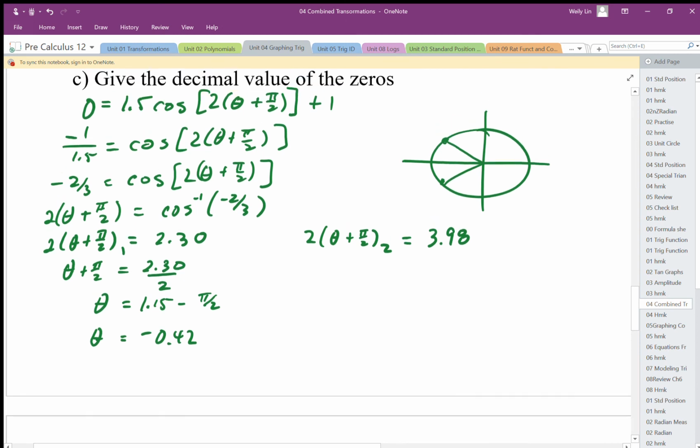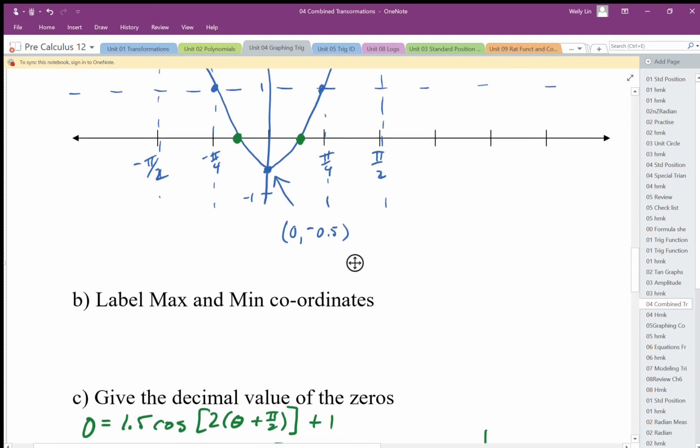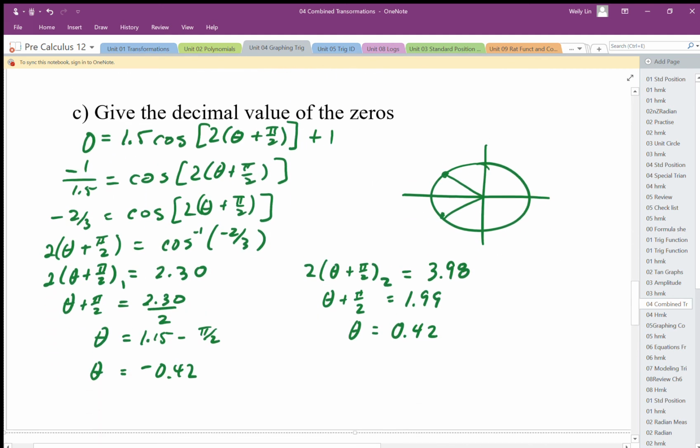Now I solve for the other one. 3.98 divided by 2, so theta plus pi over 2 is equal to approximately 1.99, and theta is equal to 1.99 minus pi over 2. The decimal I'm getting is approximately positive 0.42, which is what I see here. Yes, it's symmetrical about the 0 on the positive and negative sides. So there they are.